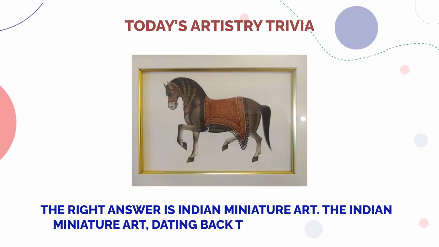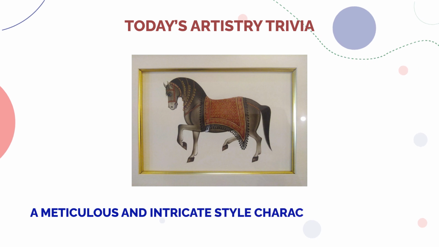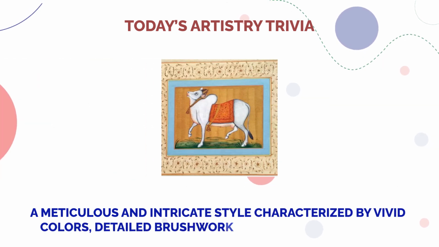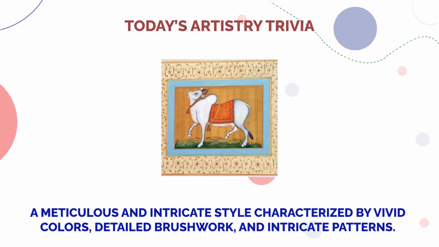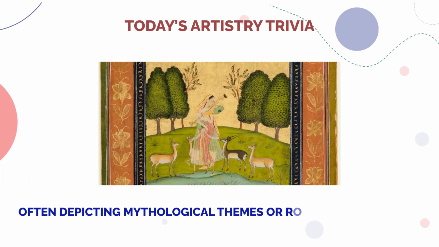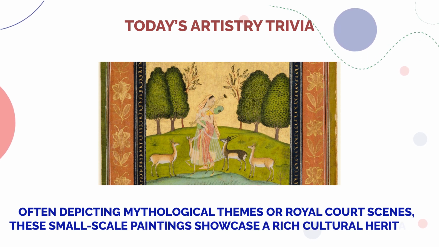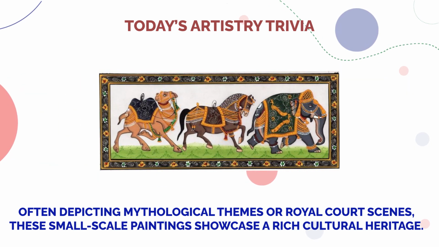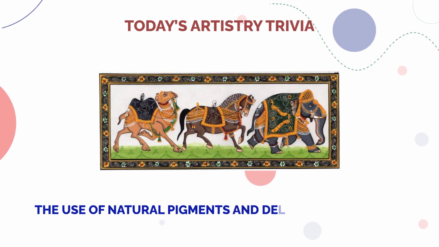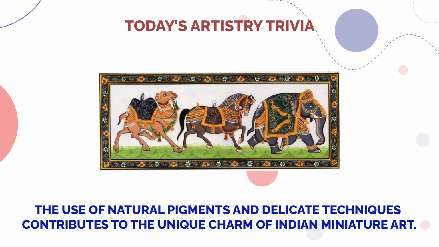The Indian miniature art, dating back to the 6th century, is a meticulous and intricate style characterized by vivid colors, detailed brushwork, and intricate patterns, often depicting mythological themes or royal court scenes. These small-scale paintings showcase a rich cultural heritage. The use of natural pigments and delicate techniques contributes to the unique charm of Indian miniature art.